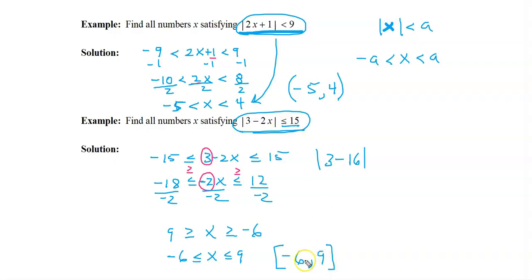On the other hand, if we pick a number that's not in here, like 10, if I put 10 in here for x, we would get the absolute value of 3 minus 20. Well, that is the absolute value of -17. That is +17, but that is not less than or equal to 15. That's actually bigger than 15. So 10 does not work up here for x. Well, that's what our answer told us.